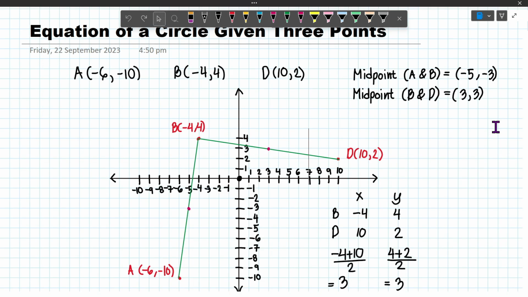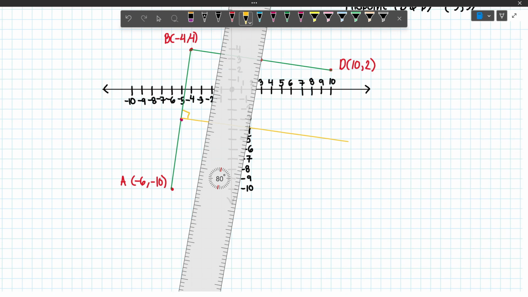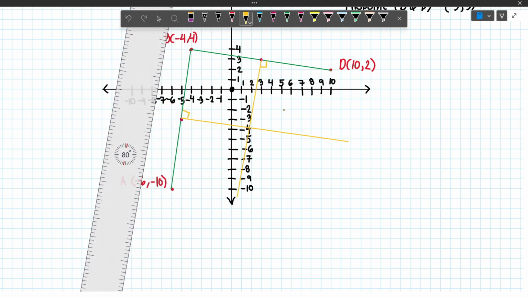Next, let's draw a perpendicular bisector for the line segments that we have formed. A perpendicular bisector is a line that divides another line segment into 2 equal parts at right angles. So from our midpoint, let's use a ruler to draw lines that are perpendicular to our lines AB and AD. Now, the point of intersection of these two lines would be the center of your circle, which is right here.